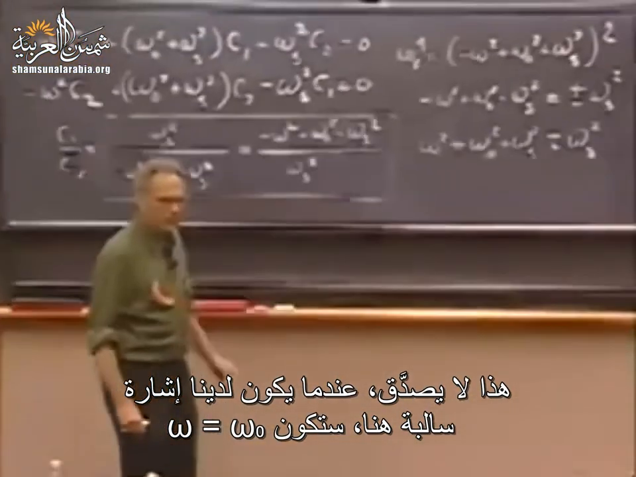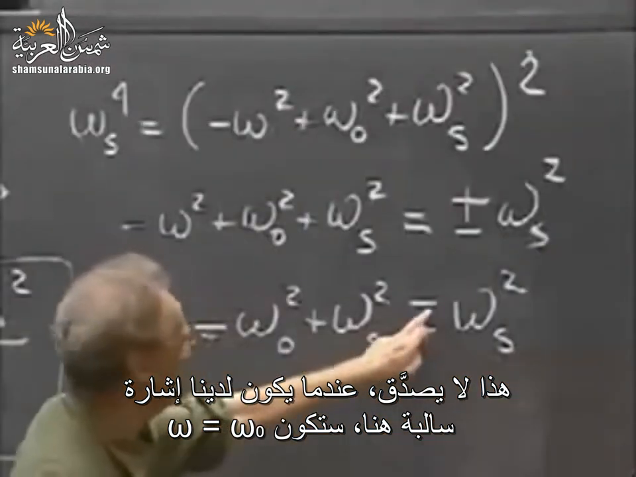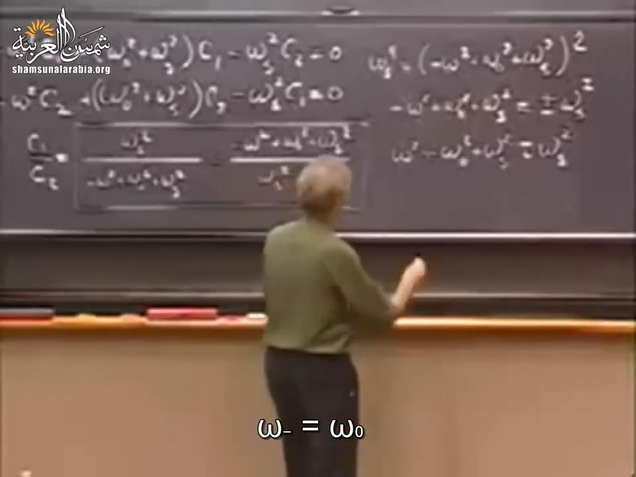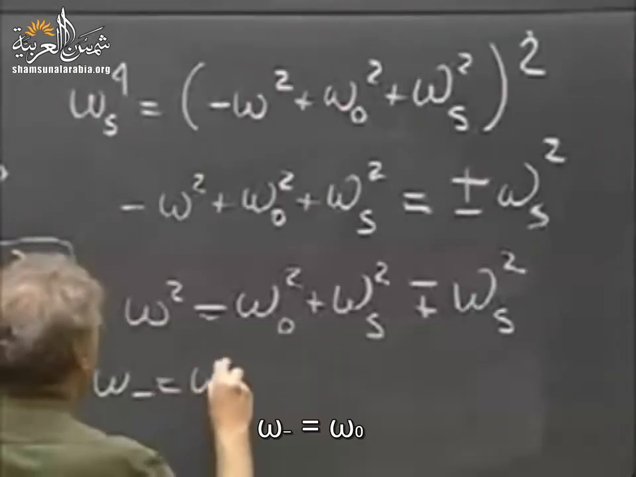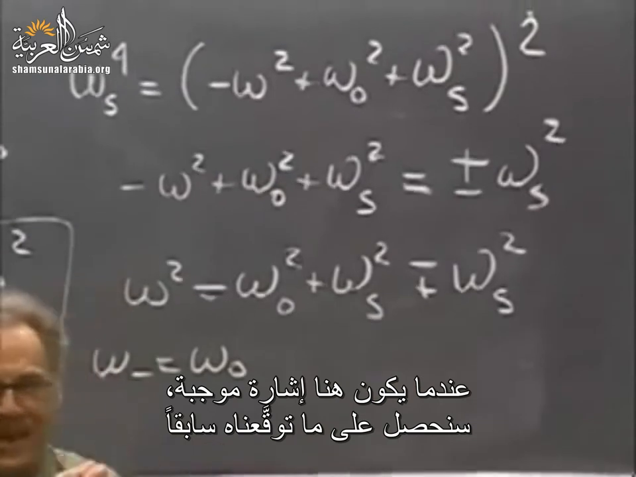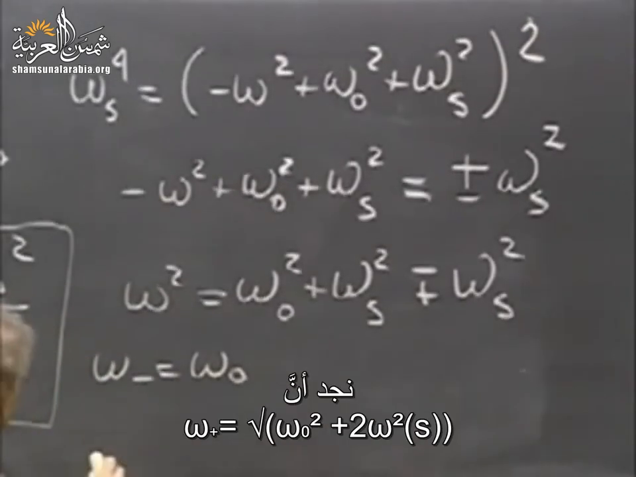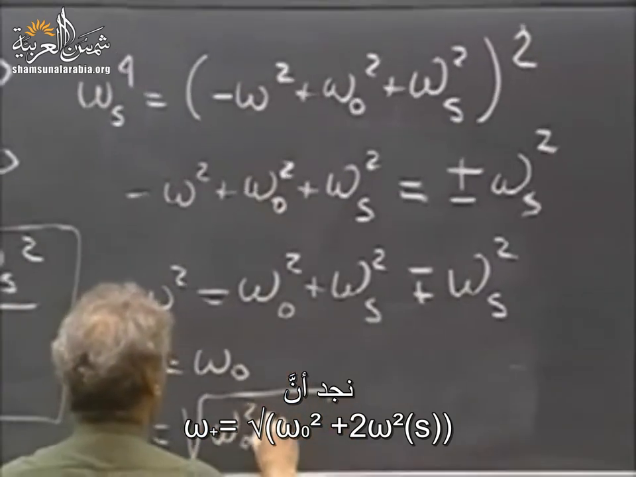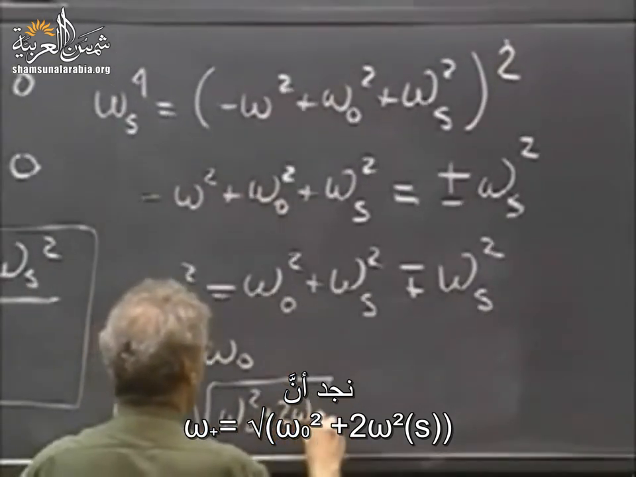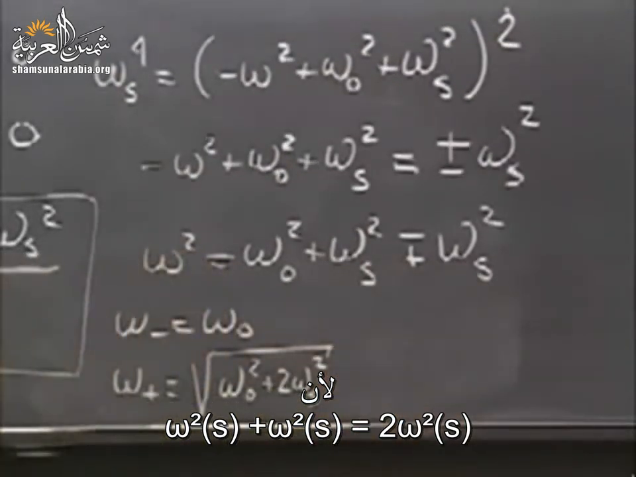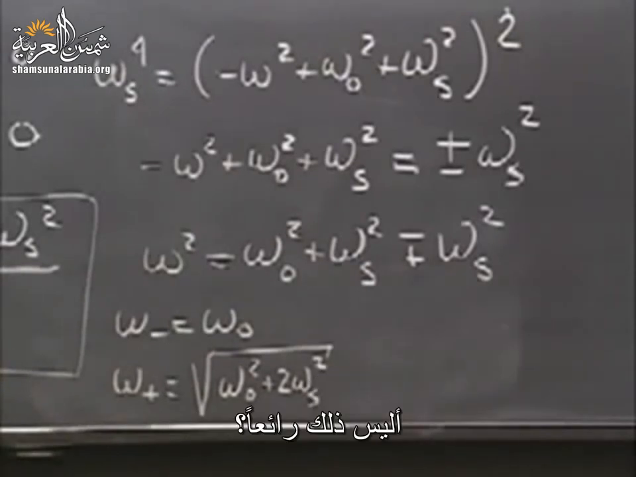It is unbelievable. When I have a minus sign here, I find that omega is omega 0. That's my omega minus. When there is a plus sign here, I find exactly what we predicted before. I find that omega plus is the square root of omega 0 squared plus 2 omega s squared, because the plus sign makes this 2. Isn't that elegant? Isn't that beautiful?